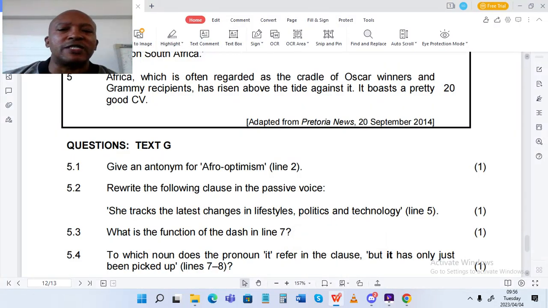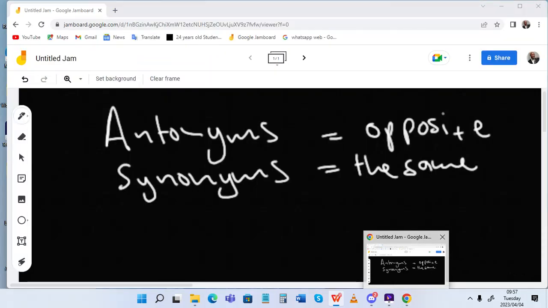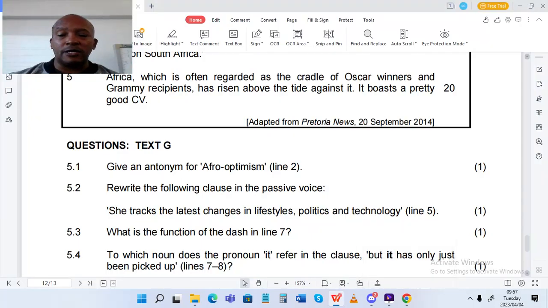Rewrite the following clause in the passive voice. Remember a week ago we did active and passive. No? So active, do you remember active and passive? Active and passive form. With active, we have the subject in front, the doer is in front, the boy kicks the ball. Okay? So let's go here.